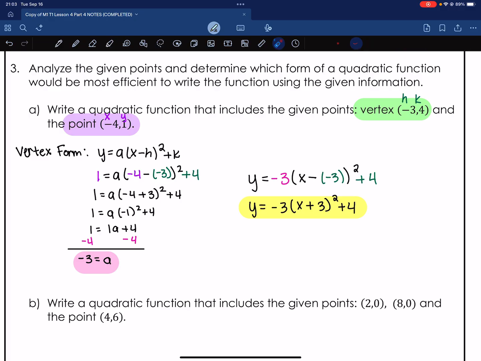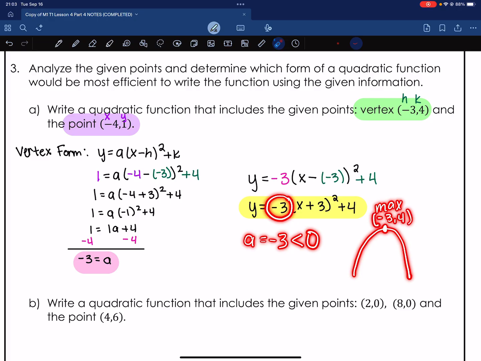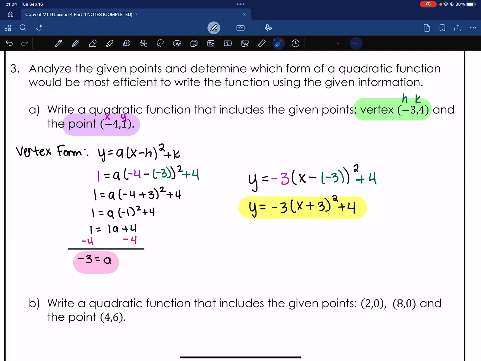So let's talk about a few things. What does this a represent? Well, our a is negative 3, which is less than 0. Since it's less than 0, we know that we have a quadratic function that is concave down. Since it's concave down, we know that our vertex is a maximum, and our vertex is negative 3, 4. So a maximum and the vertex are the same thing. The maximum value is just the y value of the vertex. Don't forget, we know that our axis of symmetry is x equals negative 3. That's what would cut the graph in half. So again, just using the information we learned and putting it all together.